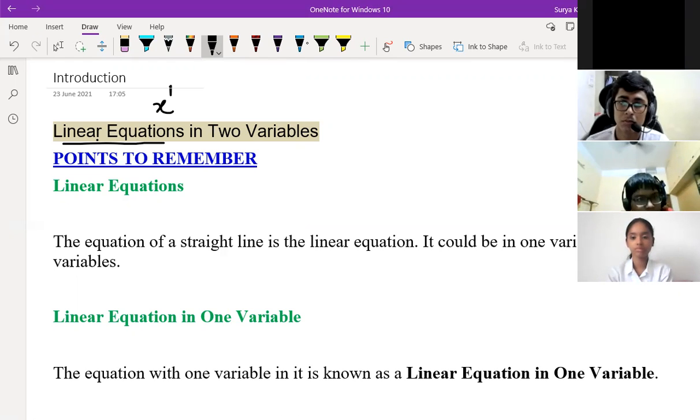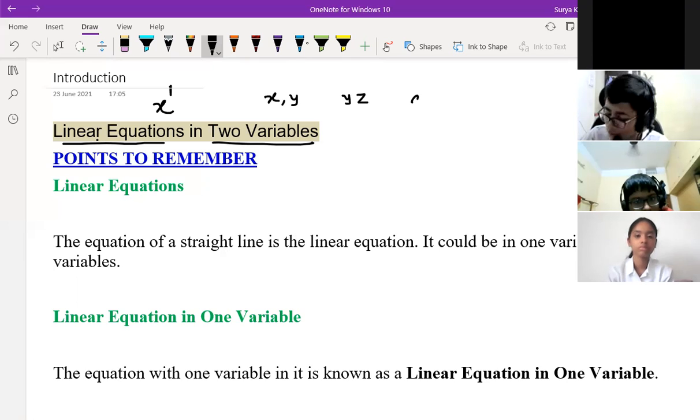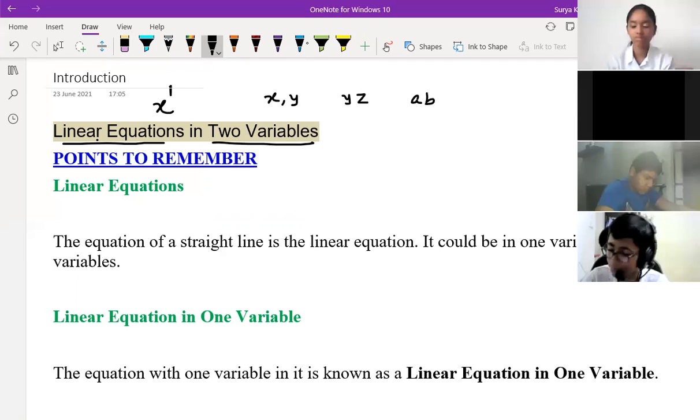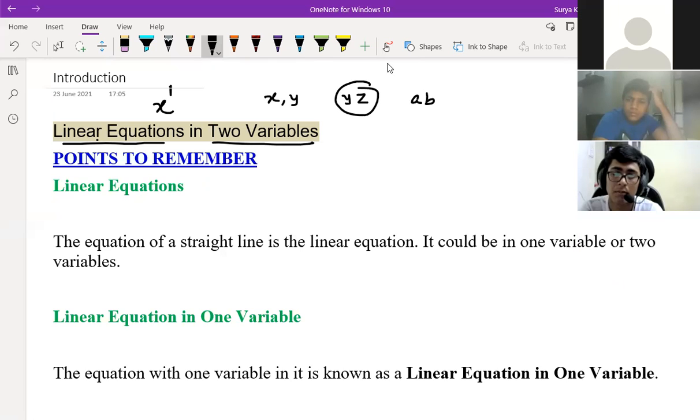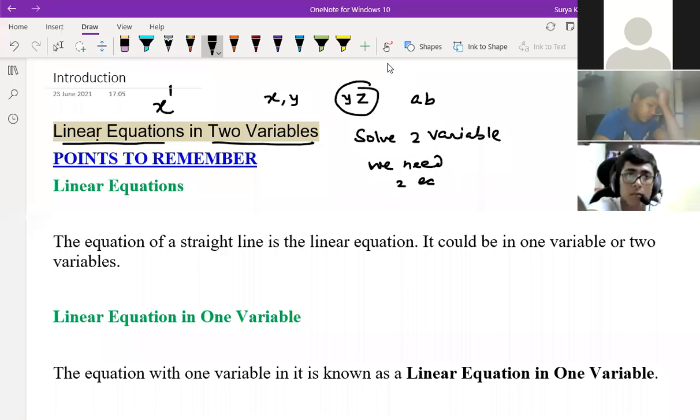Okay. So the maximum power of a linear equation is 1. Two variables means in a single equation you will have two variables. Either you may have x and y, you can have y and z, you can have a and b, like that. Okay. So linear equation, two variables, and remember that to solve two variables, we have to solve two equations. To solve two variables, we need how many equations? Two equations.